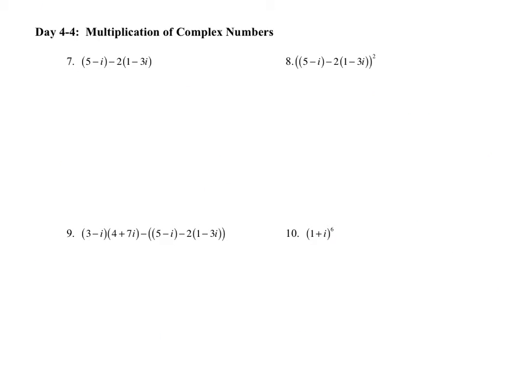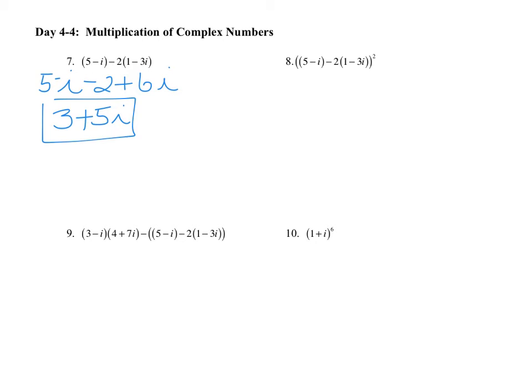Number 7 doesn't look like I have to do double distributive property, but it looks like I have distributive property to do. So I'm going to bring down the 5 minus i. Distribute through the -2 and get a -2 plus 6i. Combine like terms, 5 minus 2 is 3, and a -i plus 6i gives me a positive 5i. That one really wasn't too bad. All it basically was distributive property and combine like terms. All right, let's take a look at number 8.